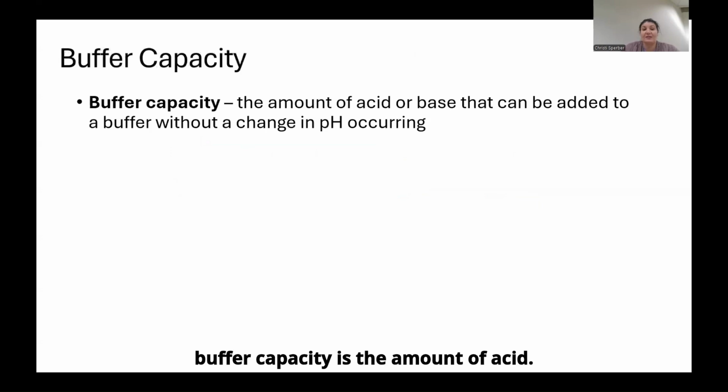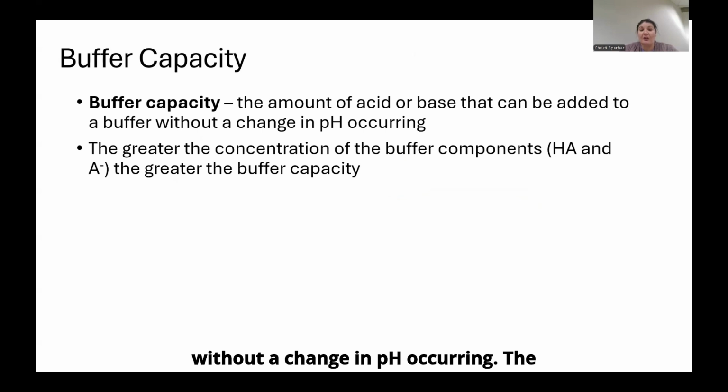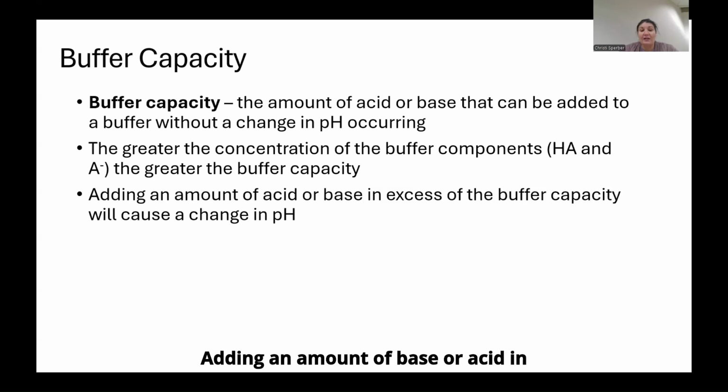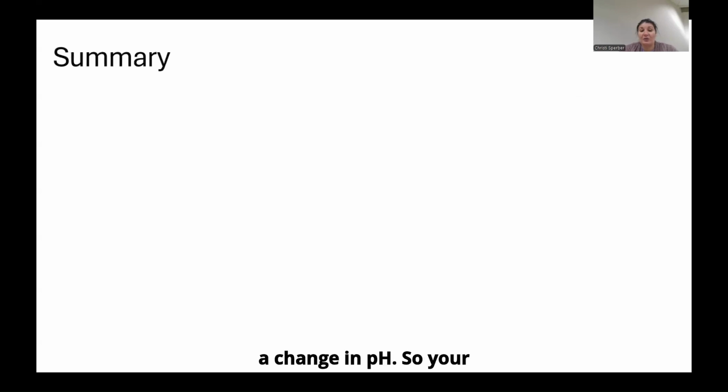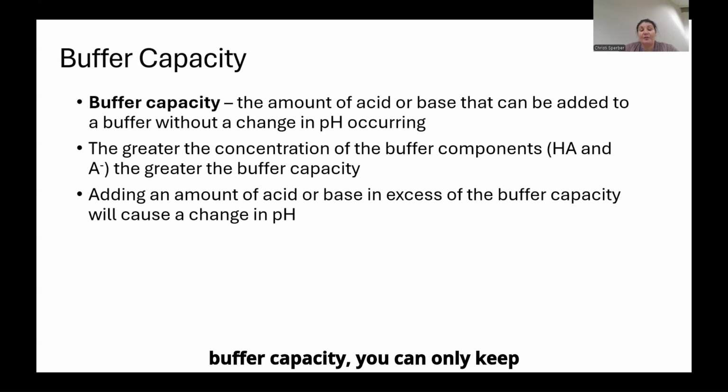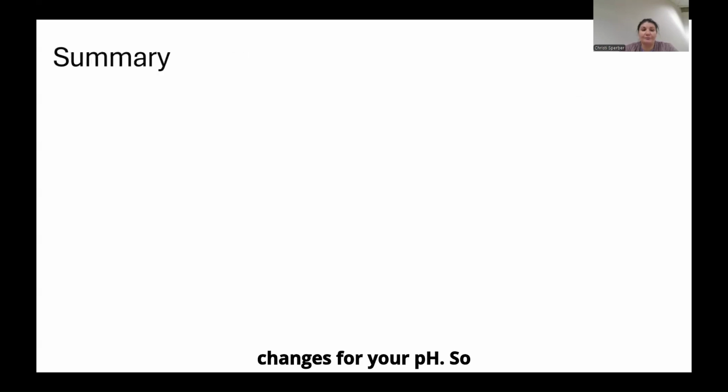The buffer capacity is the amount of acid or base that can be added to a buffer without a change in pH occurring. The greater the concentration of the buffer components, the weak acid and conjugate base, the greater the buffer capacity. Adding an amount of base or acid in excess of the buffer capacity will cause a change in pH. So you can only keep your pH in a certain range up until the buffer capacity. If you exceed that capacity, then your buffer no longer works, and you get drastic changes in pH.